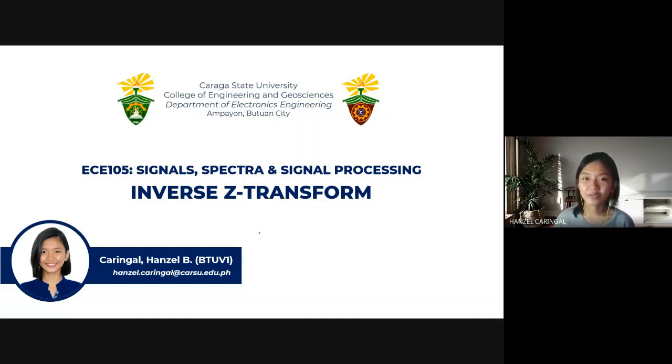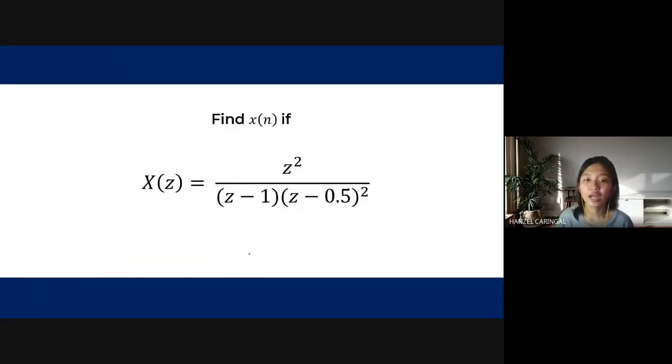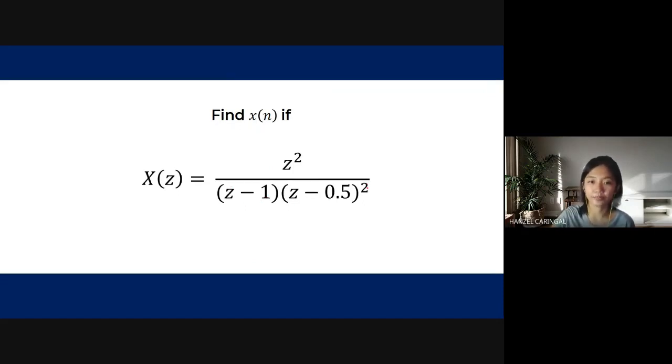Hi, I'm Hansel from section BTUV1, and for this video, we are going to solve again the inverse z transform of a given function. We have our problem: find x of n if X of z is equal to z squared over the quantity z minus 1 times z minus 0.5 squared.